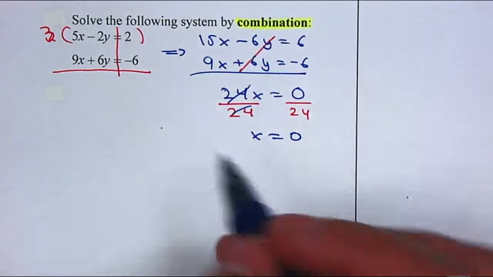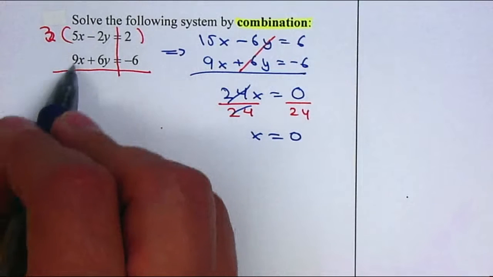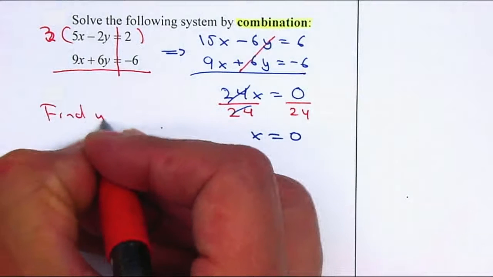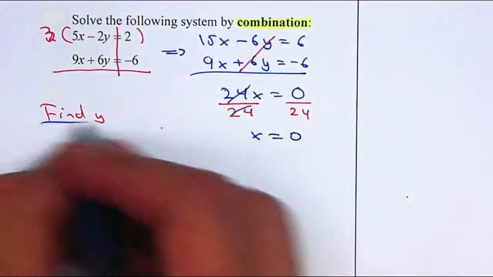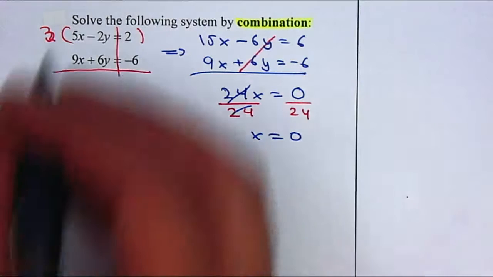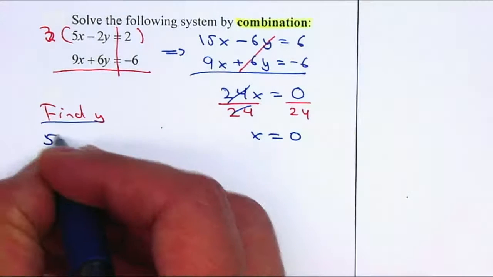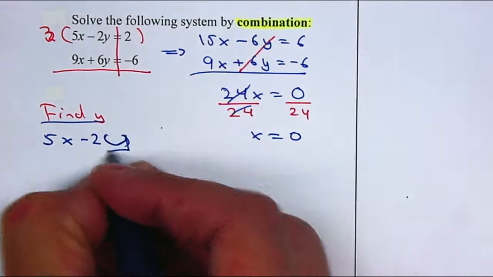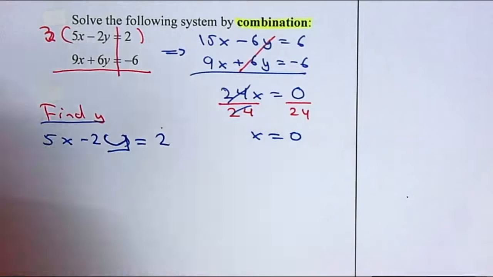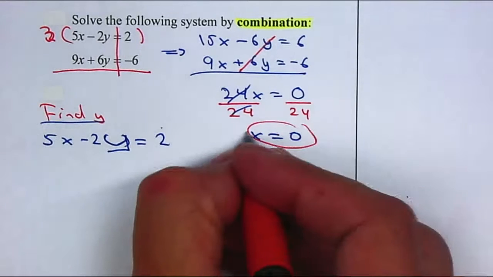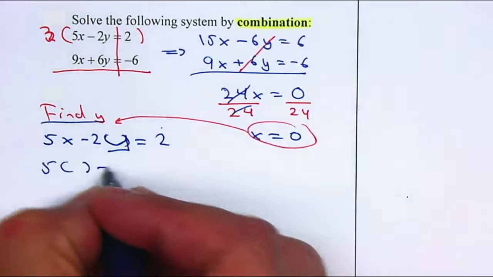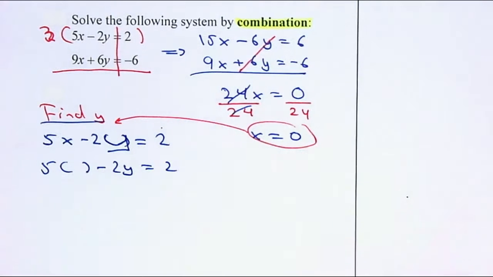So I can find the y by plugging into either of those two equations. I'm going to find y. I'm going to plug into the first equation. It looks a little bit smaller. If you plug into the second equation, you'll get the same answer. But instead of the x, I'm going to plug in a 0. So that'll be 5x minus 2y is equal to 2. Instead of the x, I'm going to plug in a 0.